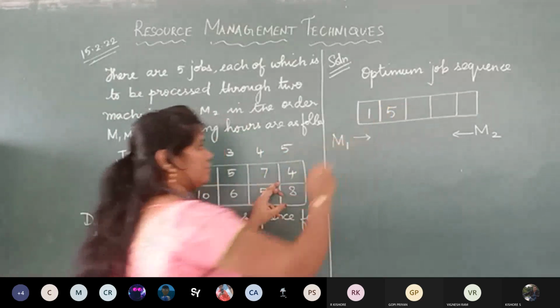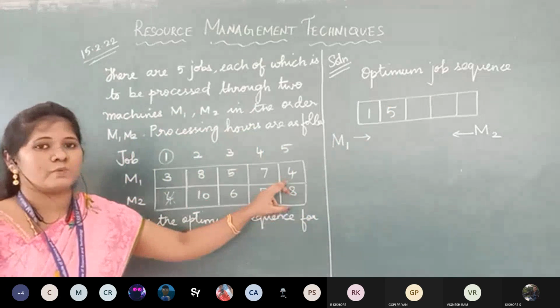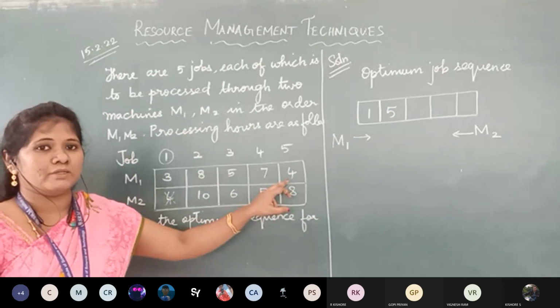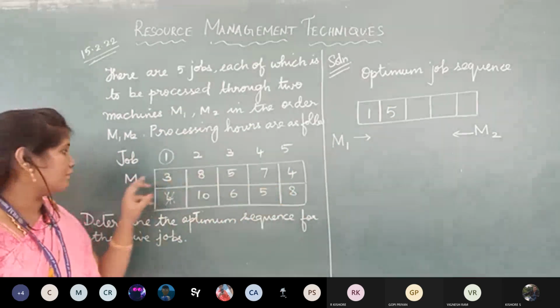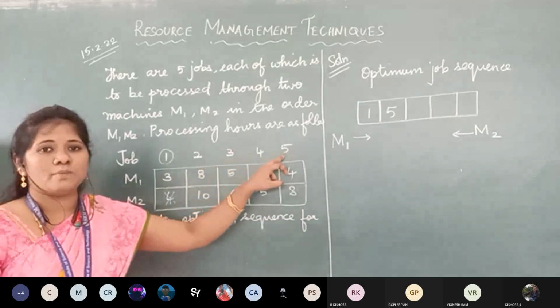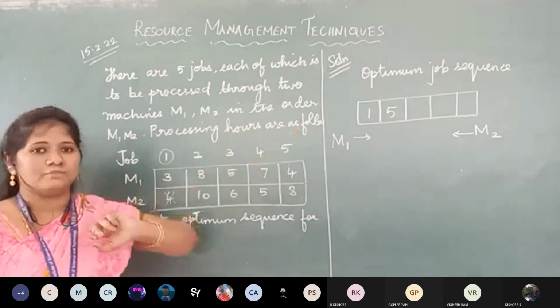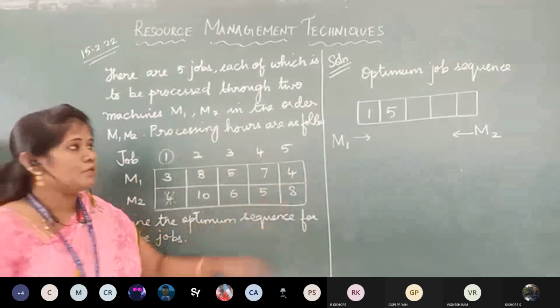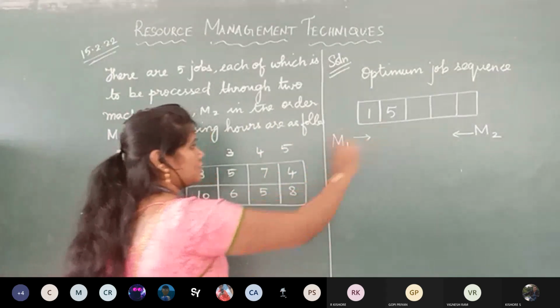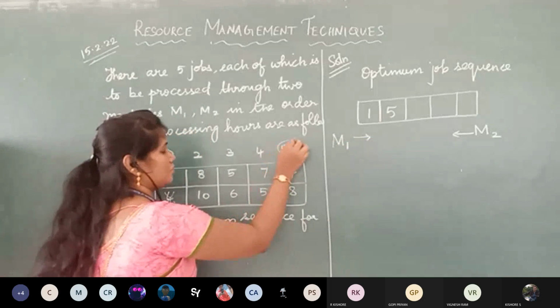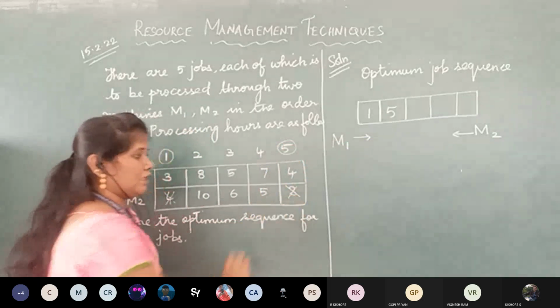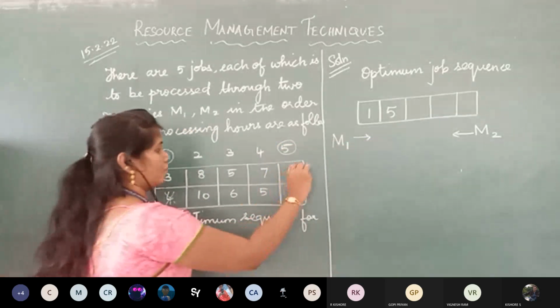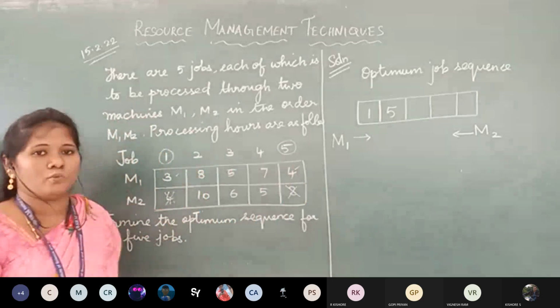So you will write 5 here. You won't be writing this value. That is your least value. That least value is coming from machine M1 and your job is 5. So I've written 5. Since I've taken it from M1, you have to write left to right. So we have started with 1. Next is the fifth job. So this fifth job is also over. This we cannot take. So we have taken this 4. 4 and 3 are over.